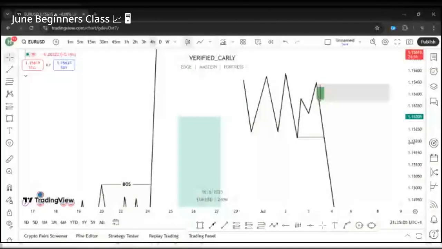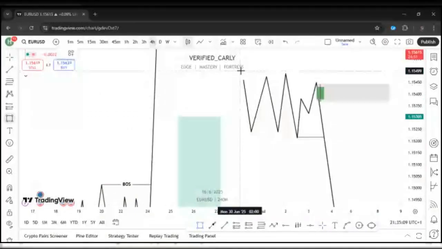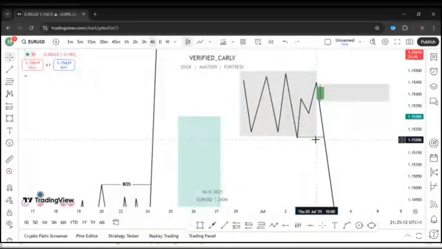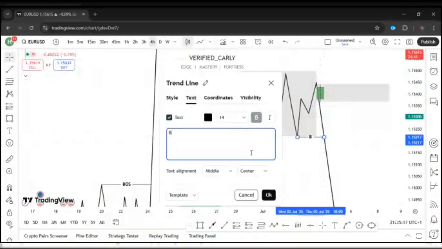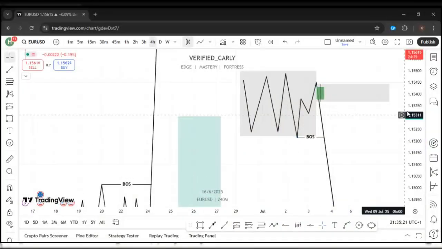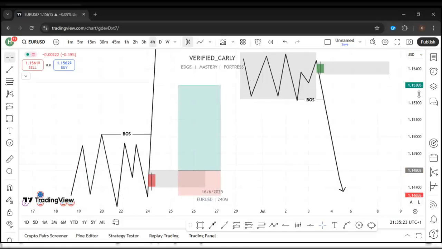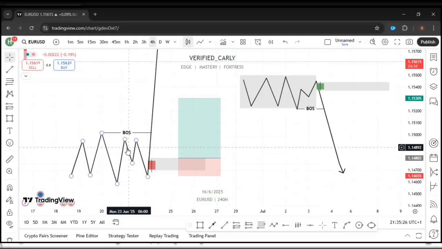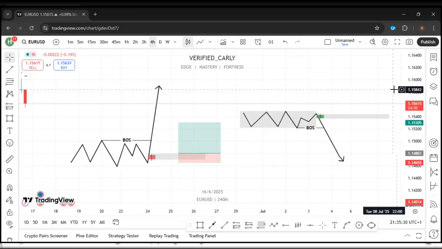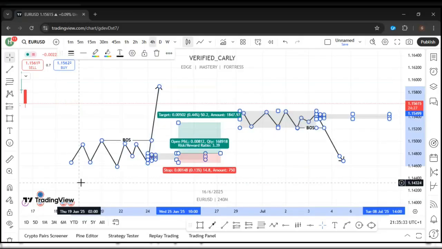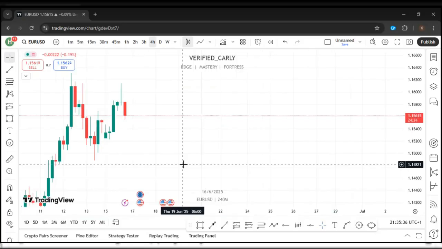So you see, currently at this one, price was accumulating. You are seeing it. Price was accumulating before it broke this low right here, before it made a break of structure. That is BOS. So this is the bullish scenario, then this is the bearish scenario. So let's just jump right to it. Let me select it and delete.